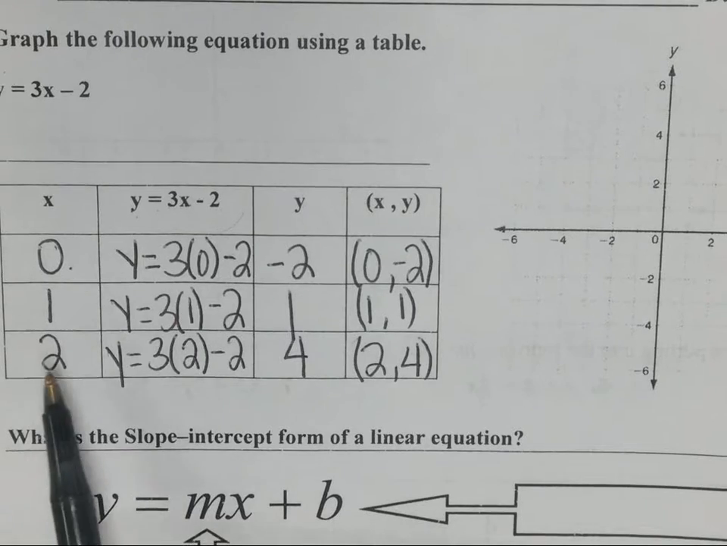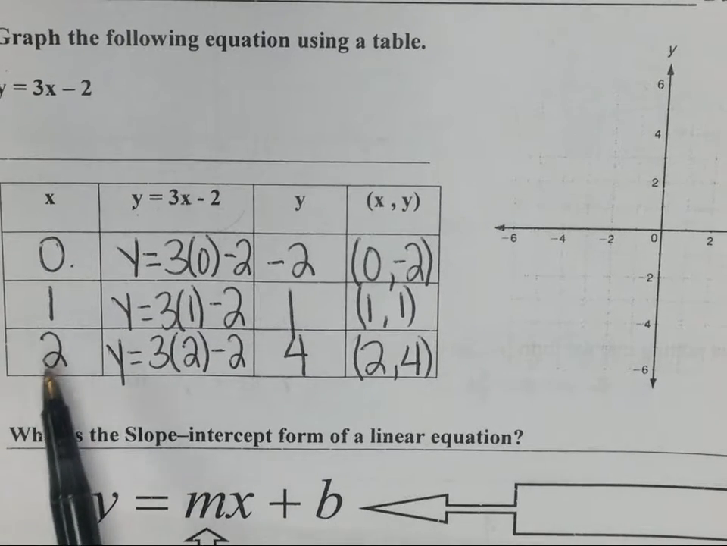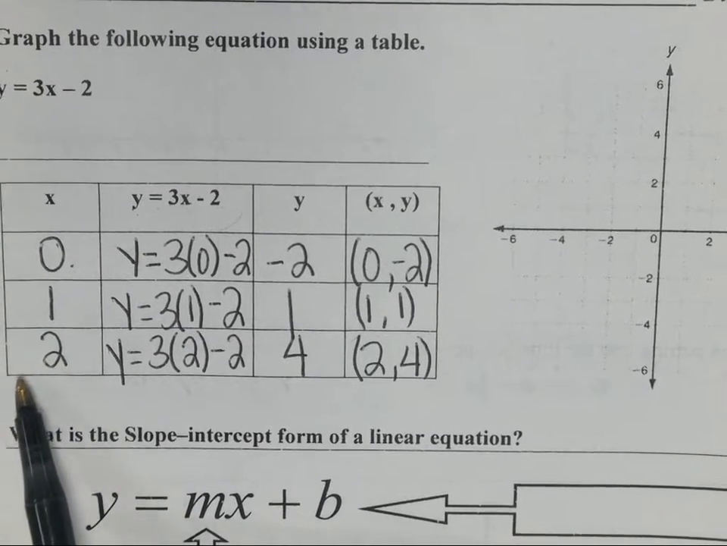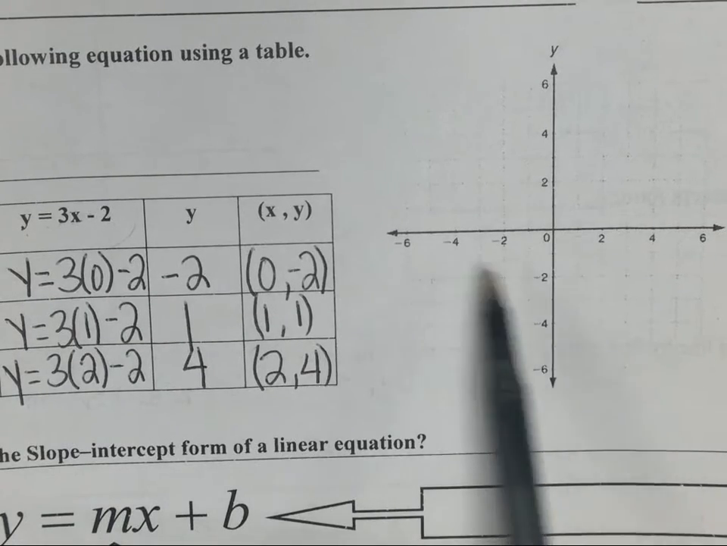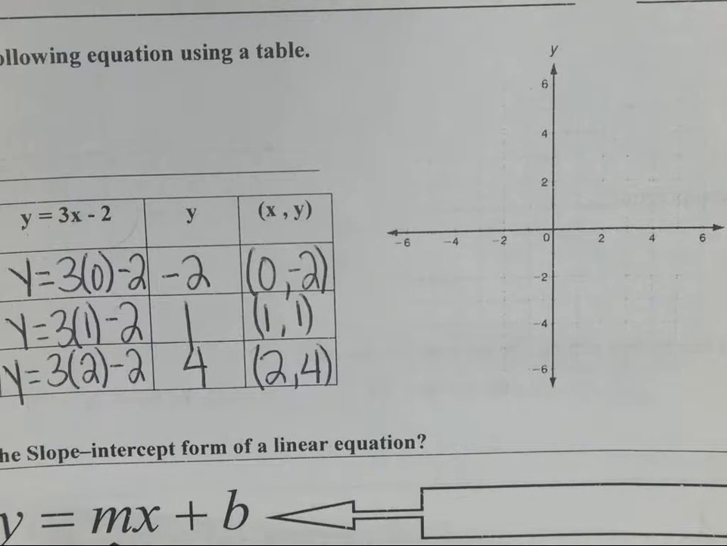Does it matter what we choose for x? No, we just want to choose small numbers. Because, guys, if we're going to graph it, we need small numbers. Because we don't want to have a graph with 9,000 on it. Okay?